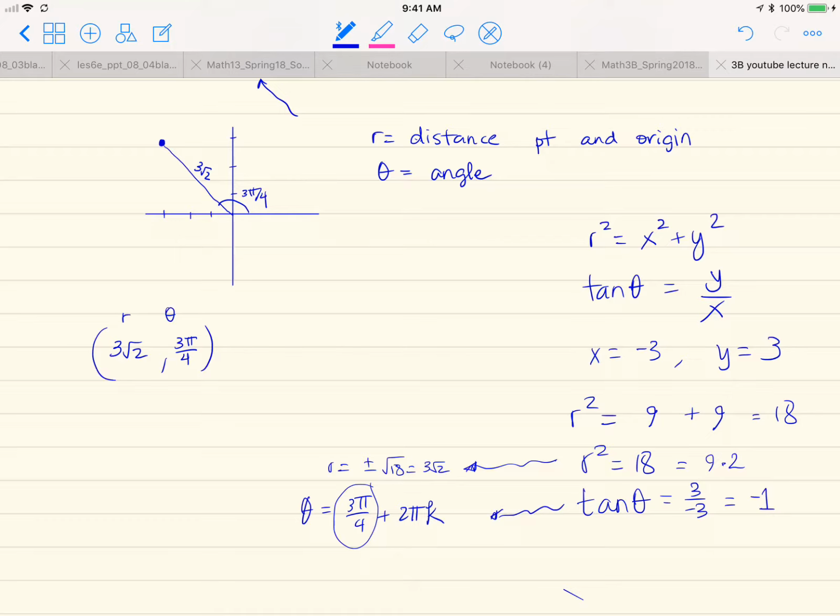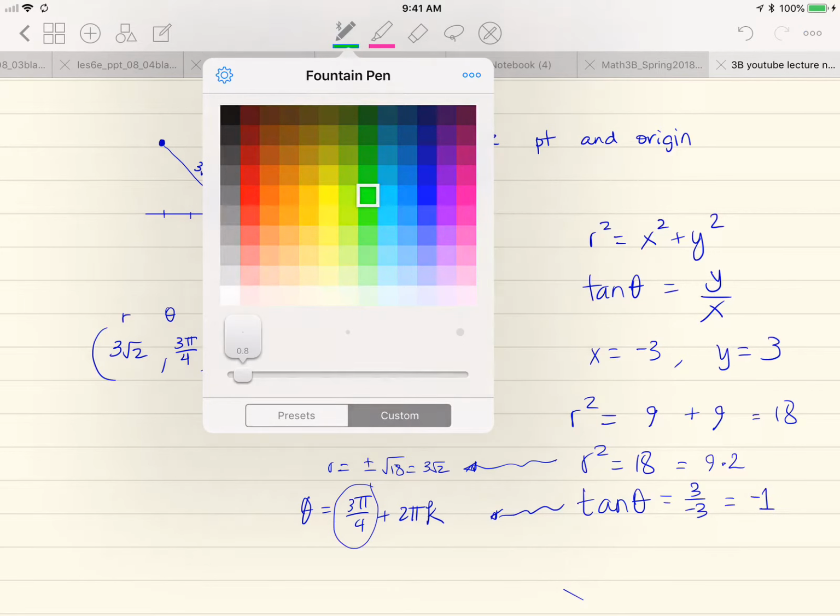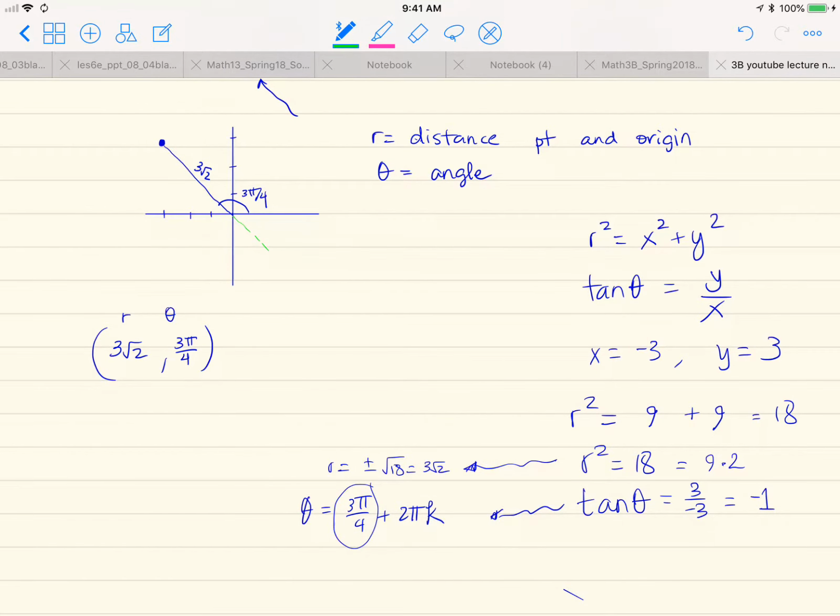Now to get a value with the negative r, we need to think about what we would need to do with r. We would have to look at this point down here. So that would be, what would that be? That looks like negative pi over 4. So what if we were to say we want negative pi over 4, and we want r to be negative 3 root 2. I think that'll work.